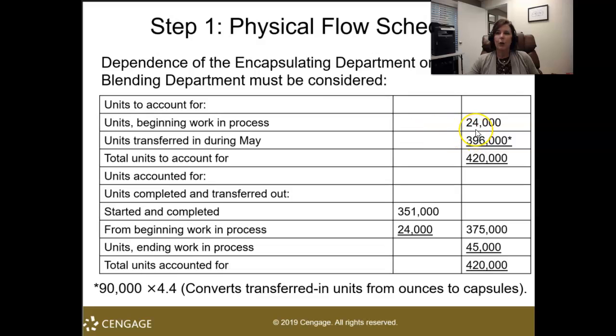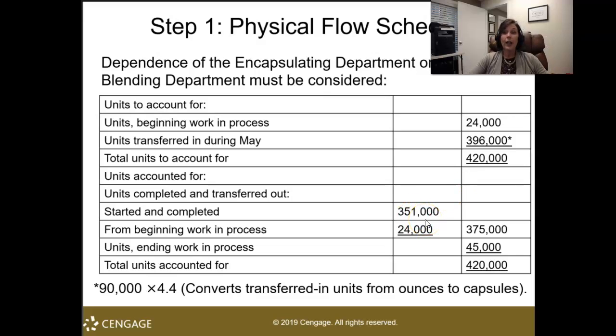So as I said, we got 24,000 units in beginning work in process inventory. What was transferred in during May had to be converted. It started out as ounces, but then had to get converted to capsules. You can see here at the bottom of this little calculation, for every ounce of product, we can make 4.4 capsules. So they multiplied the ounces times the 4.4 to get the equivalent units transferred in during the month of May. And then that gives us 420 total units to account for.